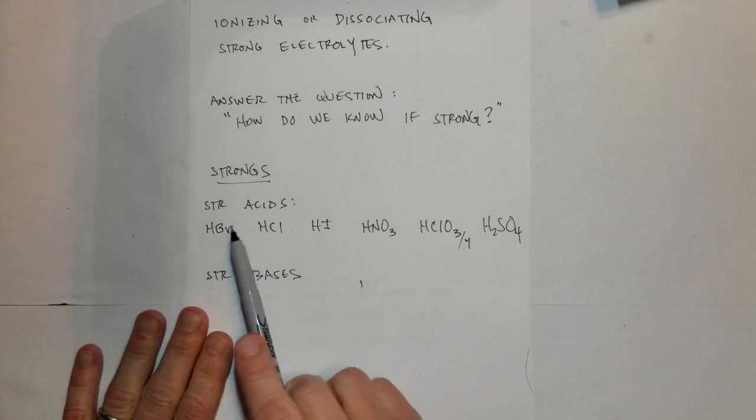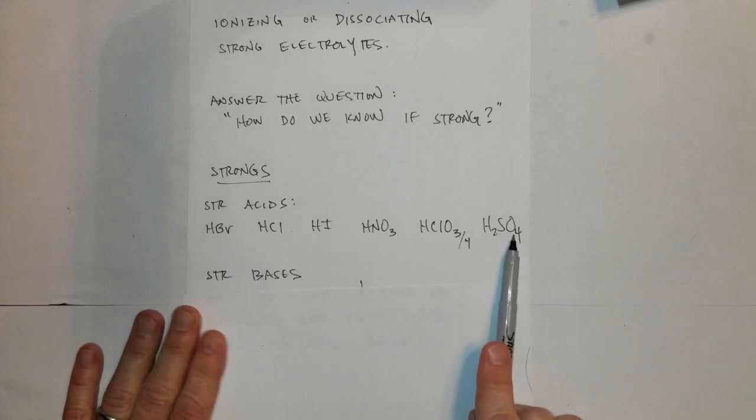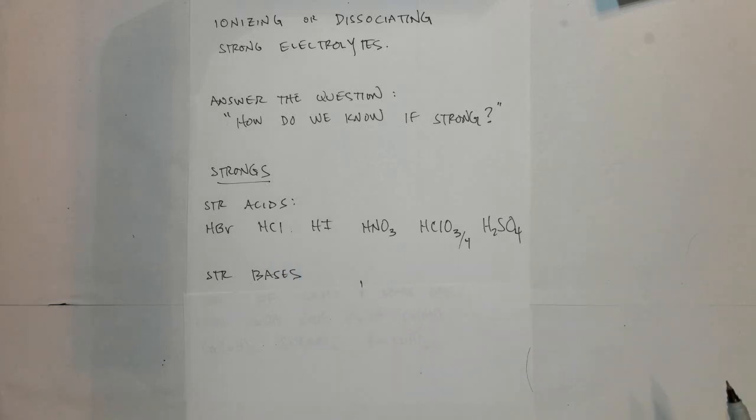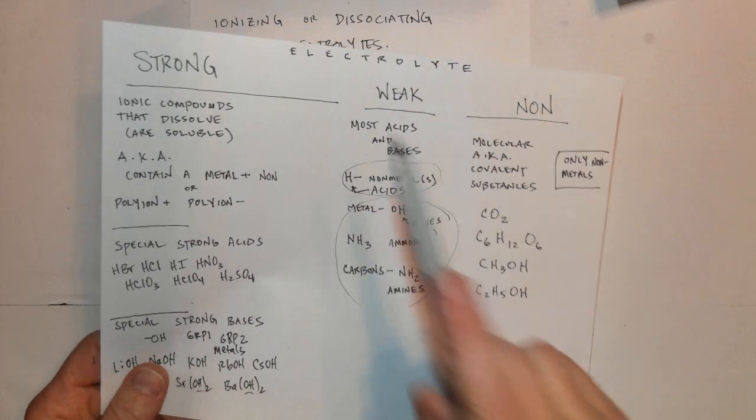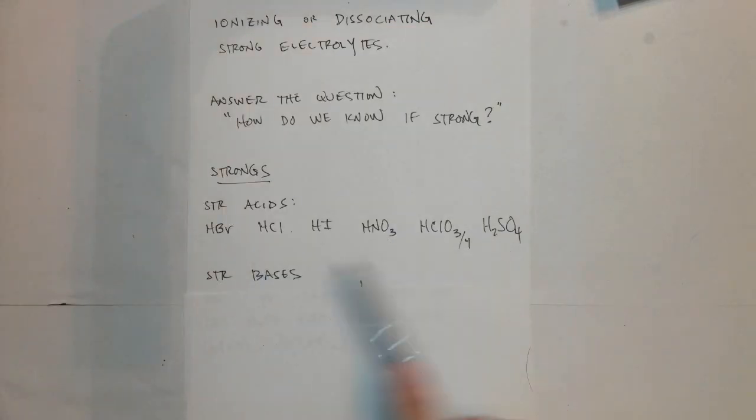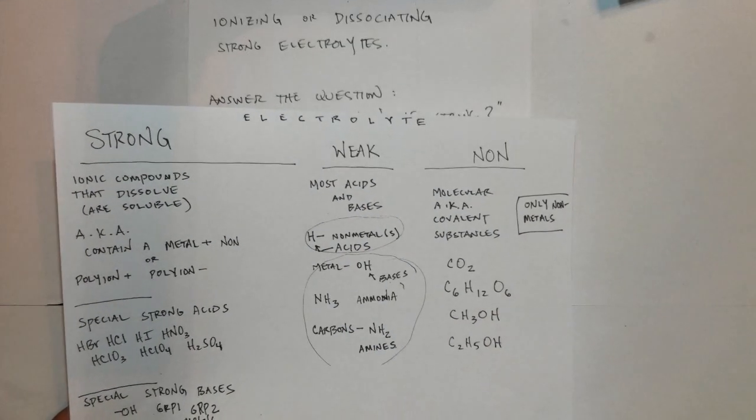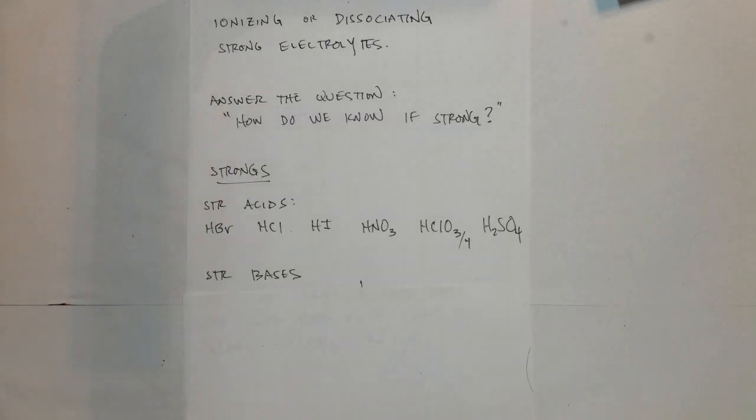Oh, by the way, if it's not one of these acids, but it starts with an H, it's a weak acid. And so lots of times people come back and say, how do you know if something's a weak acid or not? Well, it's not one of these. If it's not one of these, that's why I say it's most acids in the world, because most acids are weak. These are the only strong ones.